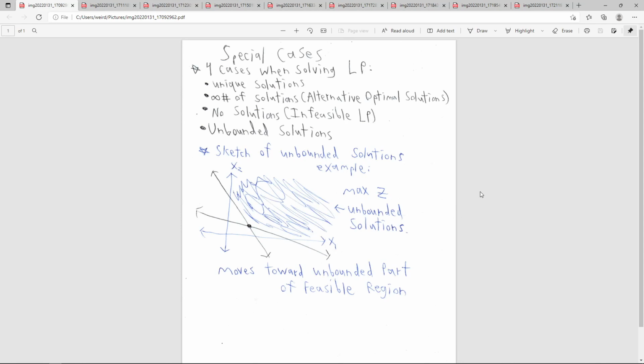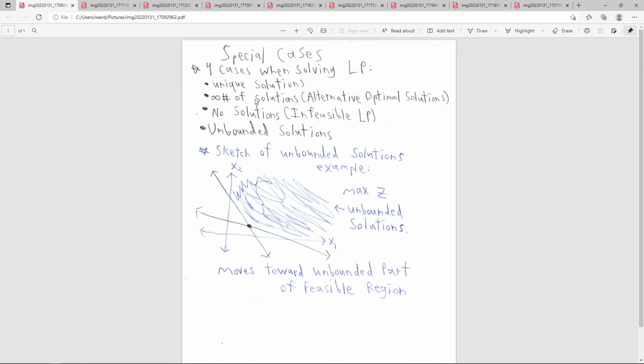So let's look at some special cases, examples of special cases when you're having a maximum or minimum with two variables, an LP basically. See how we can graphically determine the four types of solutions. But anyway, there's four cases when solving an LP, as we've been doing. We have unique solutions, infinite number of solutions. Unique solutions is what we've had, the couple examples we've seen.